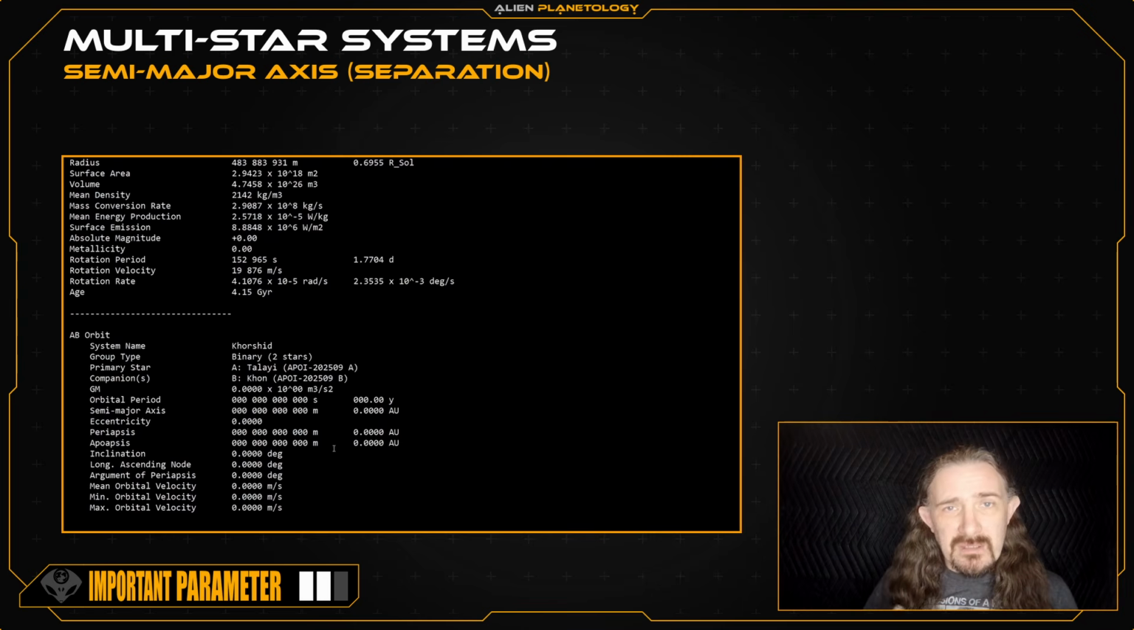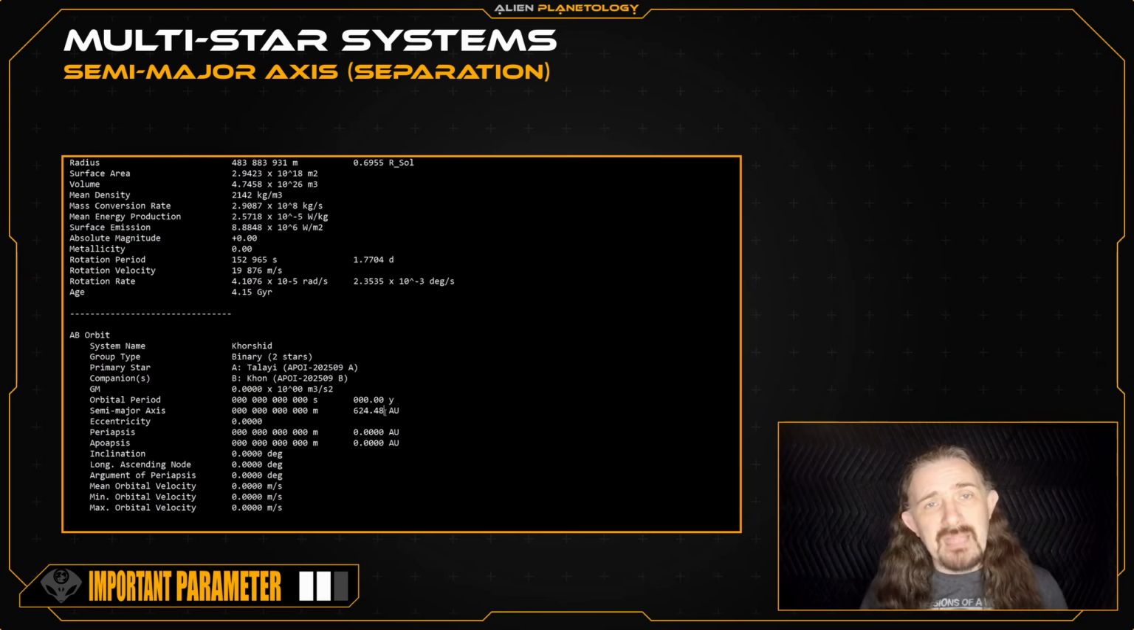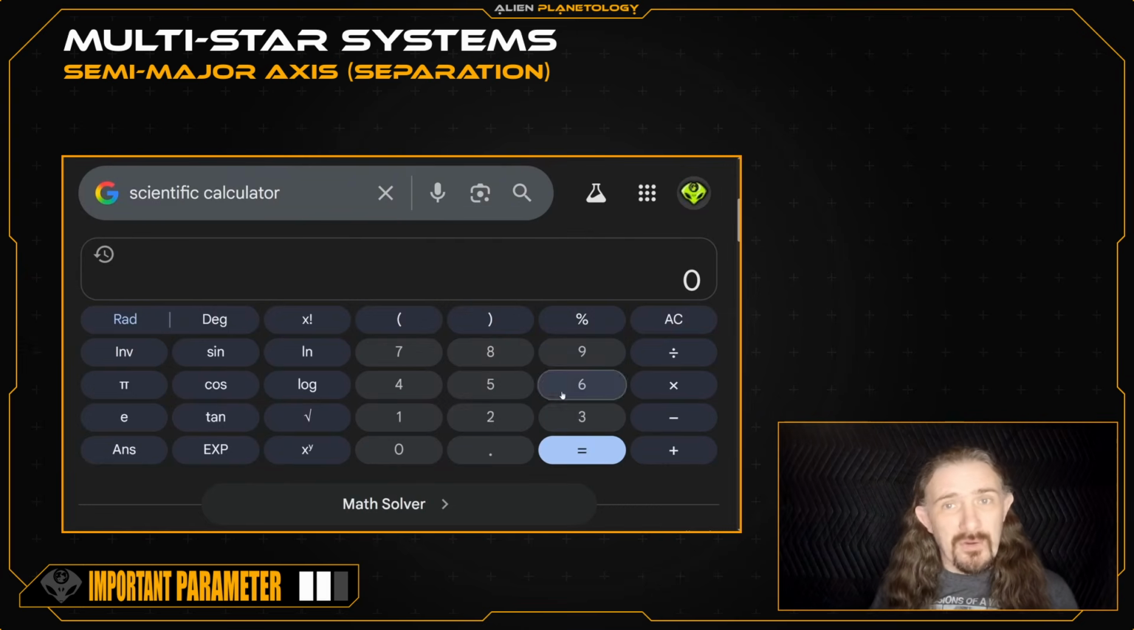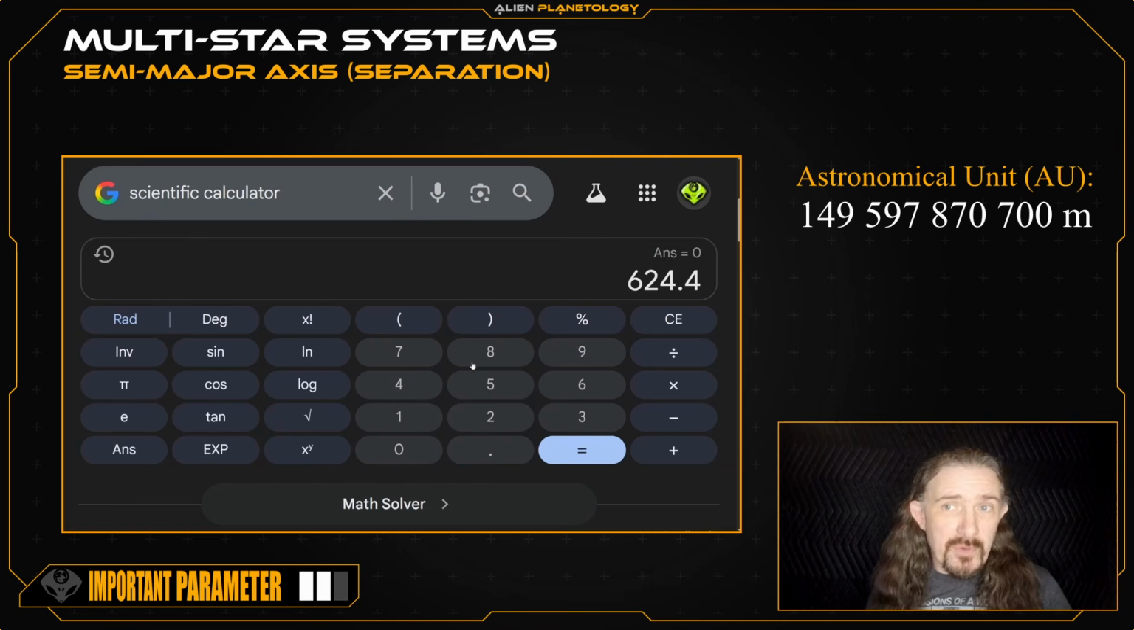So I'll set my star's semi-major axis value at 624.48 astronomical units. I'll add that to my SAP sheet and then convert it into meters by multiplying it by an astronomical unit.